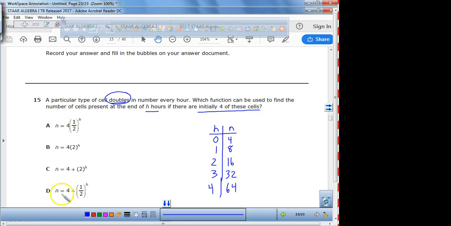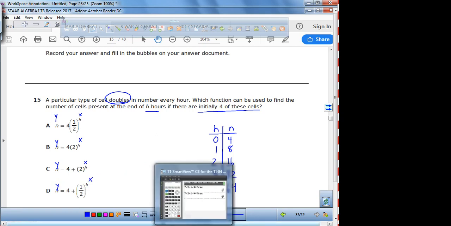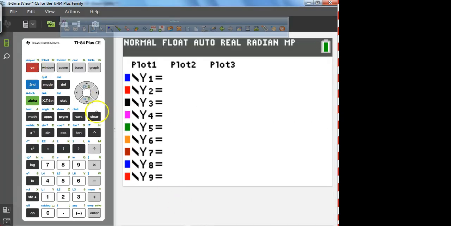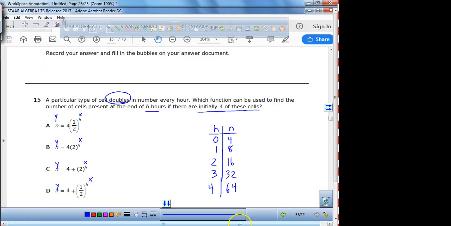Now, by the way, whenever you see functions like this, just know that this equals y and this equals x. This equals y and this equals x. Why is that important? Because I want you guys to be able to use your calculator and hit y equals. So we're going to figure out which one of these works.